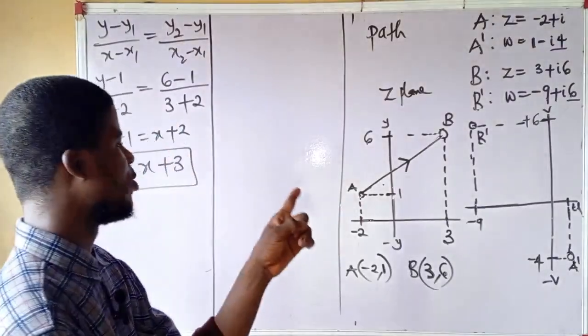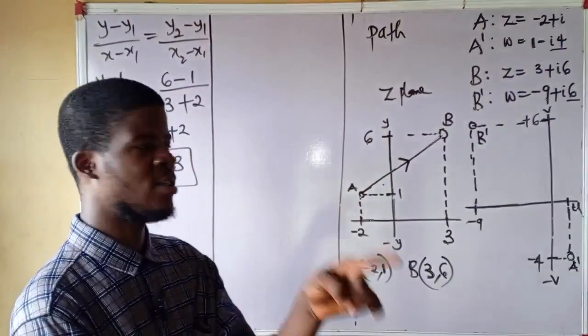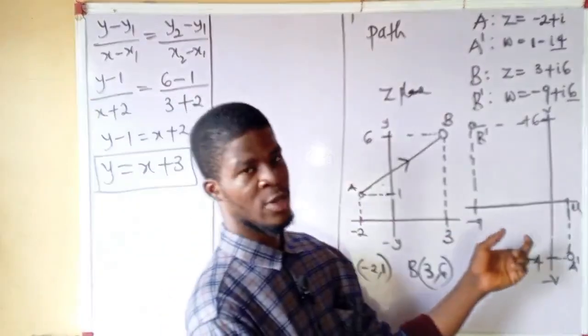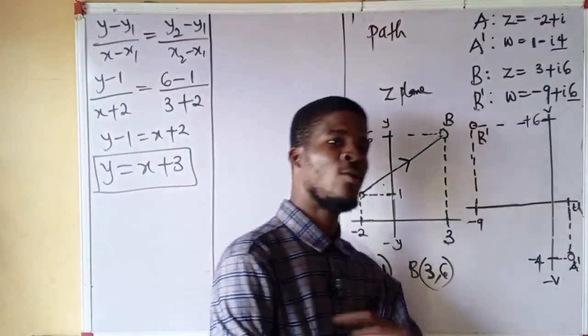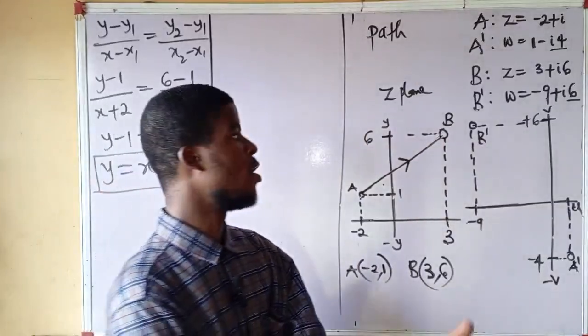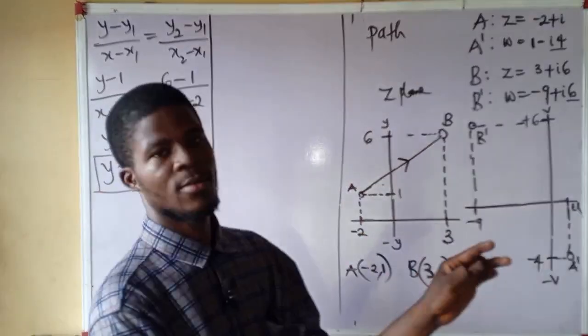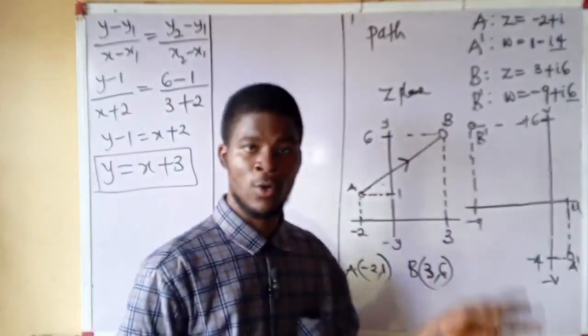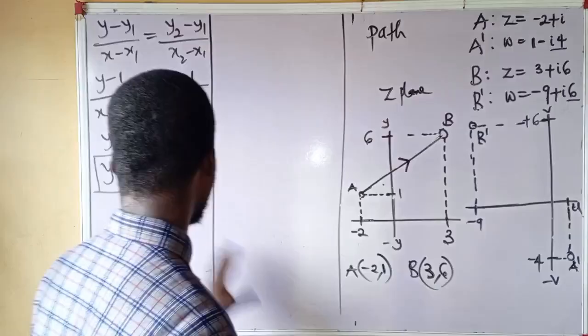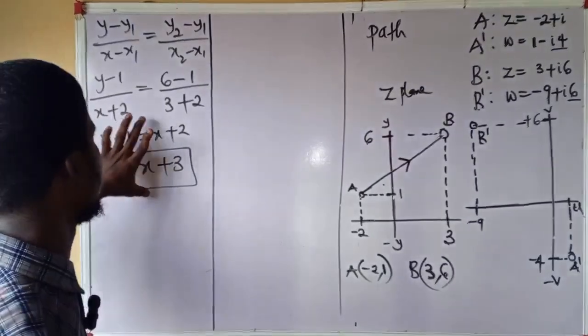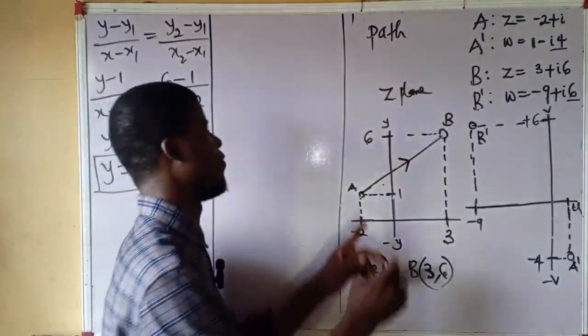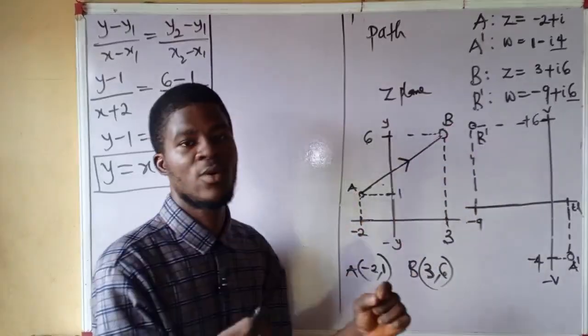Now, remember we are trying to determine the path followed by this image. It could be a line or even a curve. So we cannot just say that it is a line or a curve. We have to verify, and that's what we are doing now. So what I just did now, I just determined the equation of this line AB in the rectangular form.